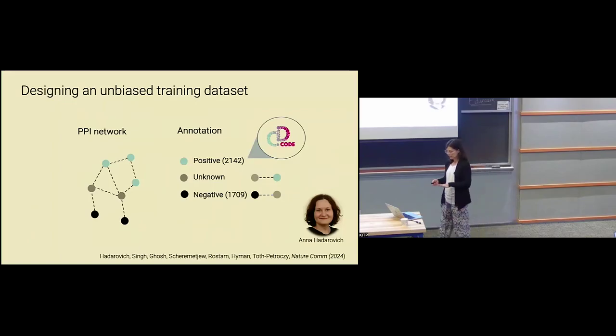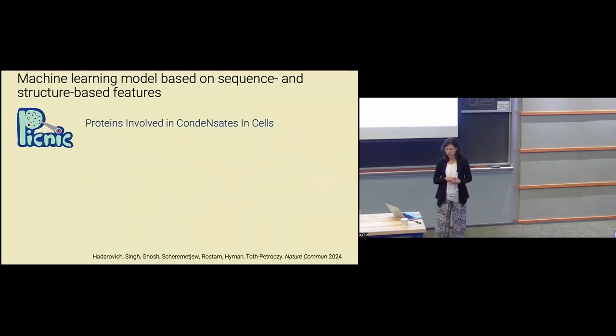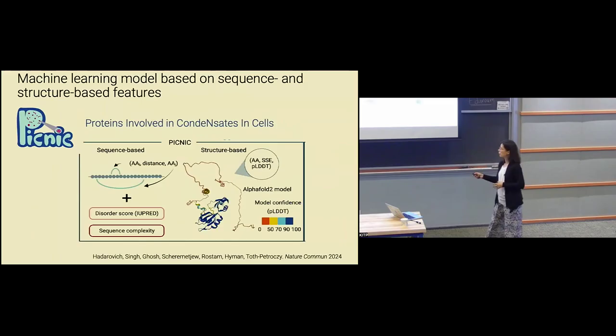So using this data, we trained a machine learning-based classifier that used sequence and structure-based features. It's called PICNIC, proteins involved in condensates in cells. Again, it will not predict in vitro phase separation. And the features that it's using are, of course, disorder and sequence complexity, because it is one of the important features. But we also use sequence-based amino acid co-occurrence metrics within different distance windows. And this is basically trying to simplify the patterning of the sequence of different amino acids, like charges or hydrophobicity or tryptophans, which were shown to be important in the literature.